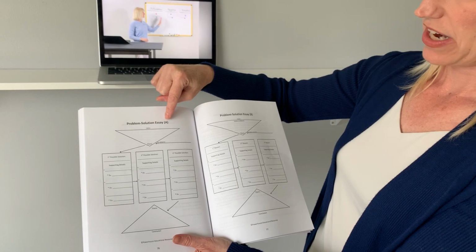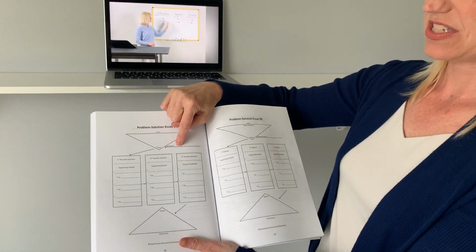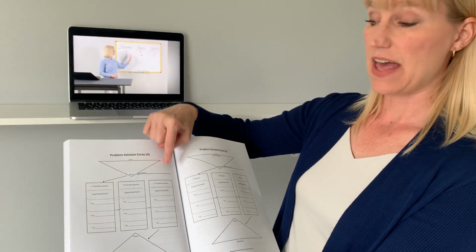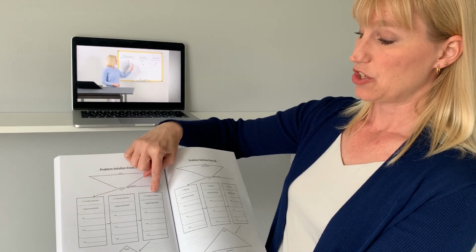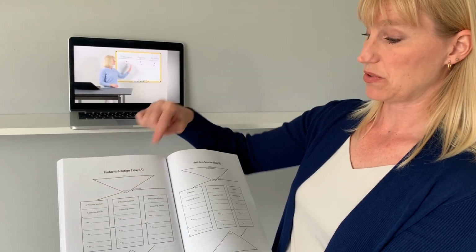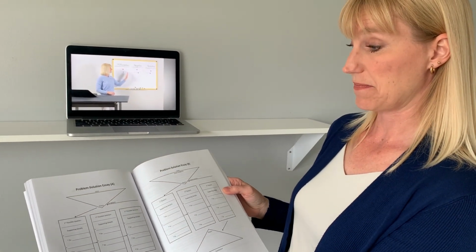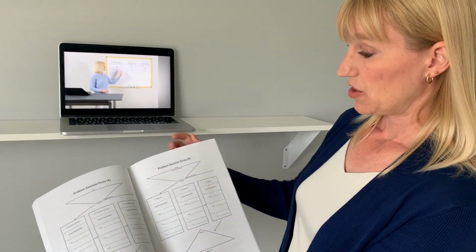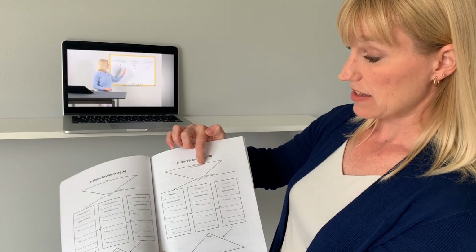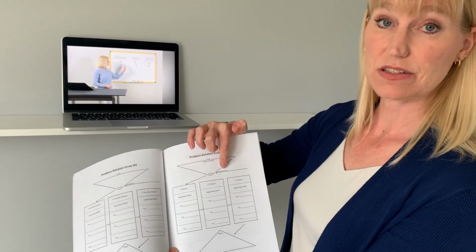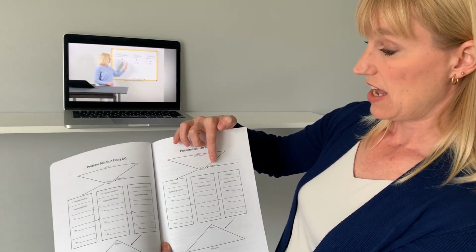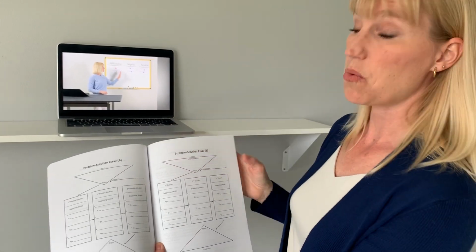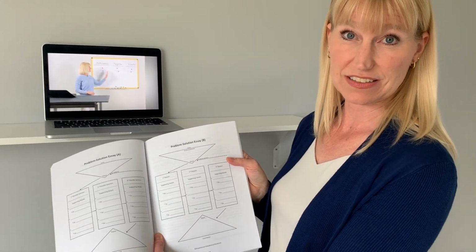And for organizer A, your thesis, you're stating a problem, and then in the body paragraphs, you're proposing 3 possible solutions to the problem. And in graphic organizer B, you're stating the problem, and then you're proposing the solution as your thesis, and you're giving 3 reasons why that's a good solution.